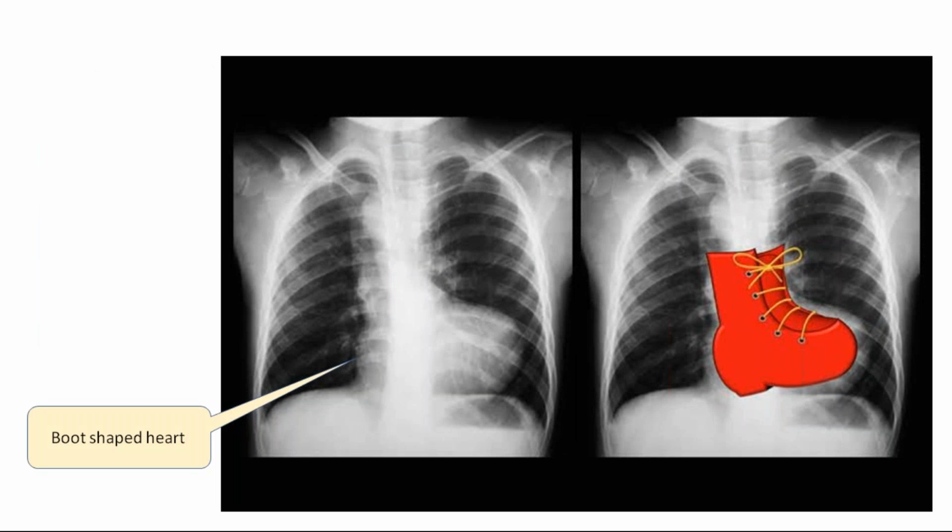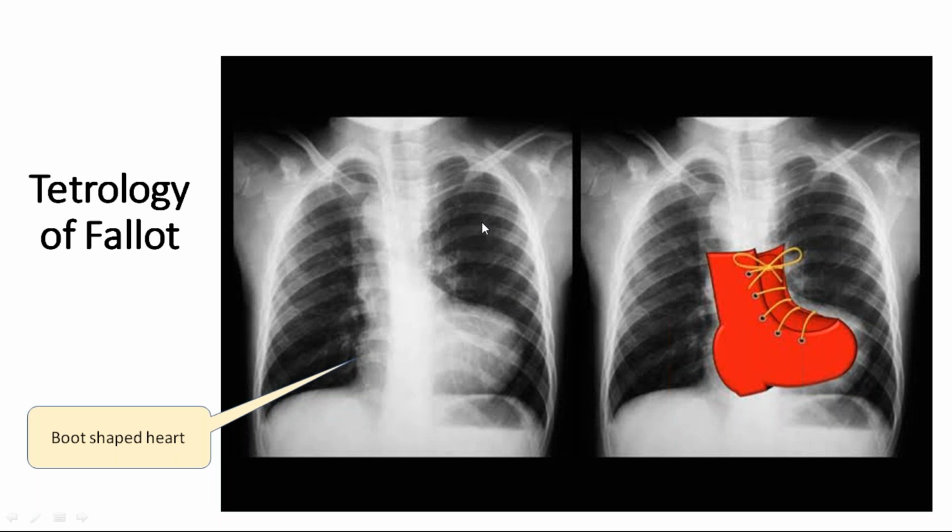This I'll skip. See the boot-shaped heart, all of you know, the apex is elevated from the diaphragm. This is typical, if you put a boot, it will fit in there. So the boot-shaped heart is called coeur en sabot, it is in tetralogy of Fallot. And also the lungs are always, you see, hypovolemic actually. They do not have many vascular markings. That is typical of pulmonary stenosis.